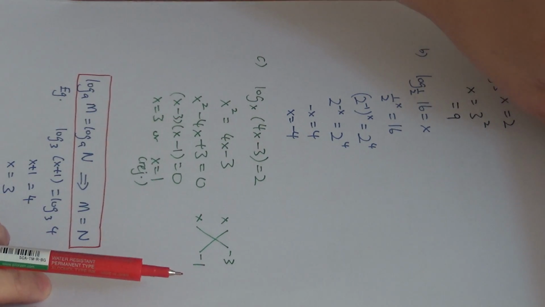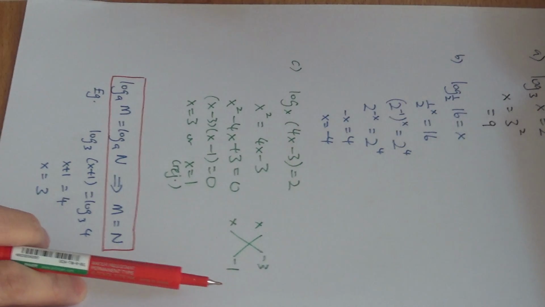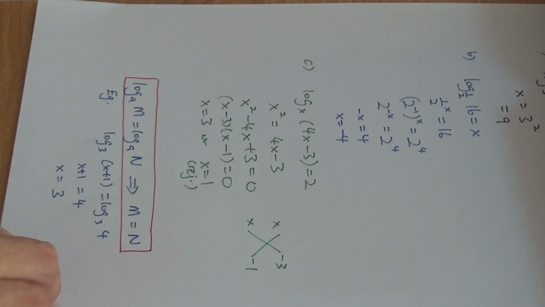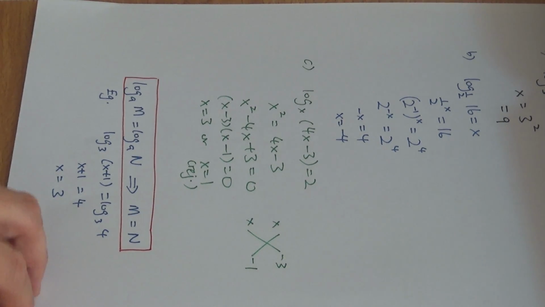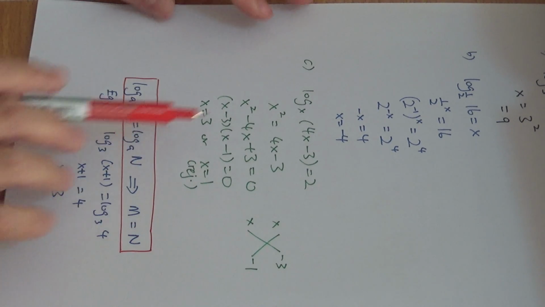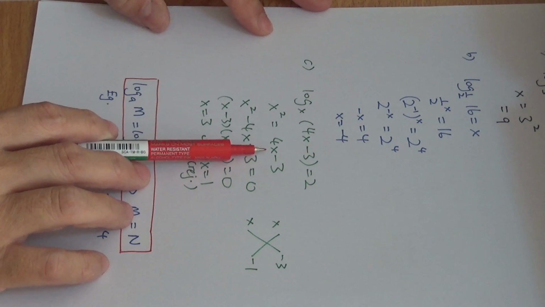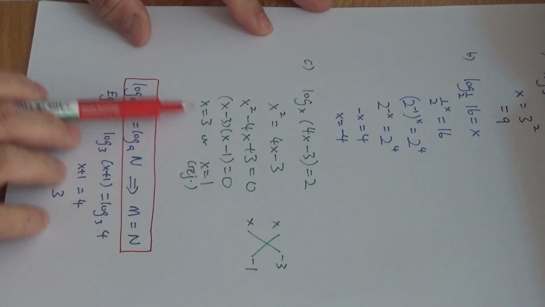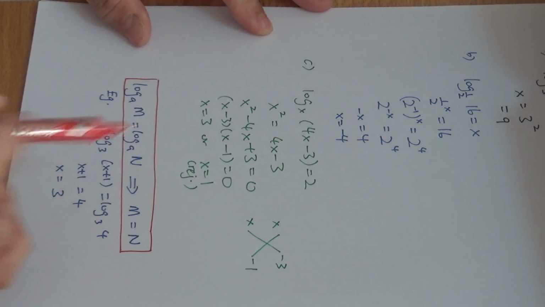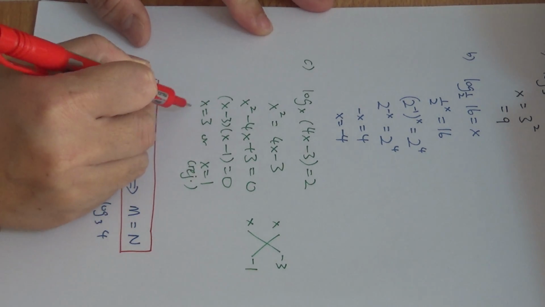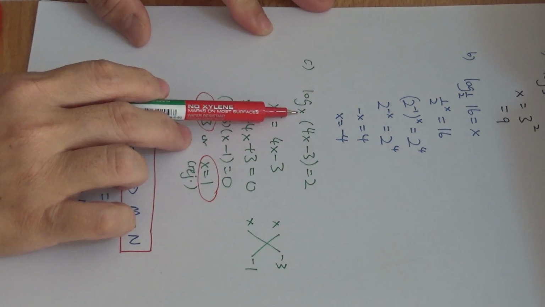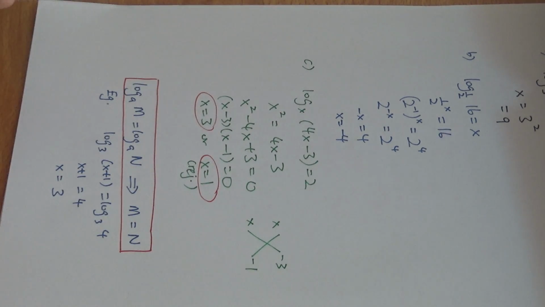Alright. Likewise for part C, we also rewrite it into index form, which is x squared equals 4x minus 3. We form a quadratic equation, we factorize and we solve. Now, note that we have to check the answers with the original equation.